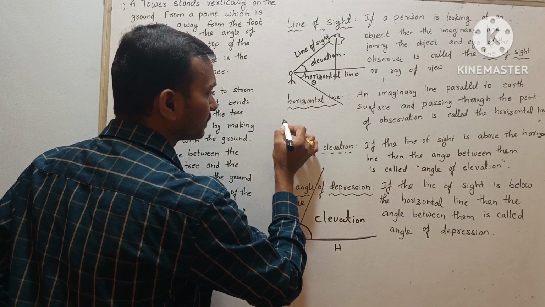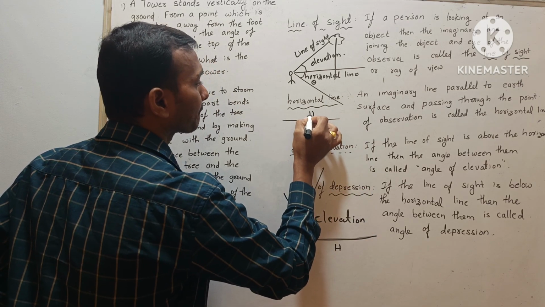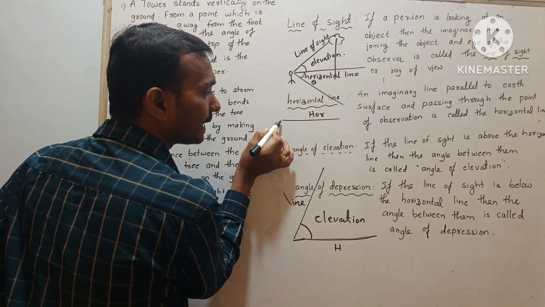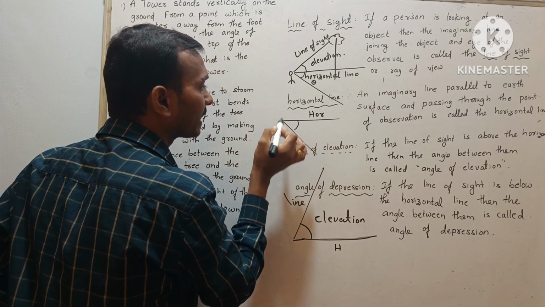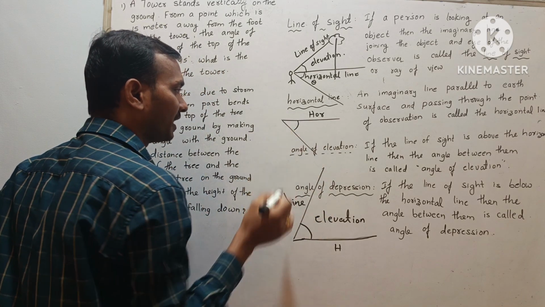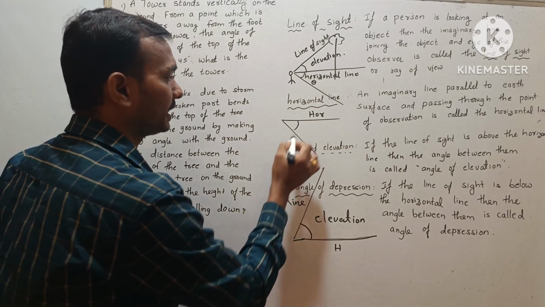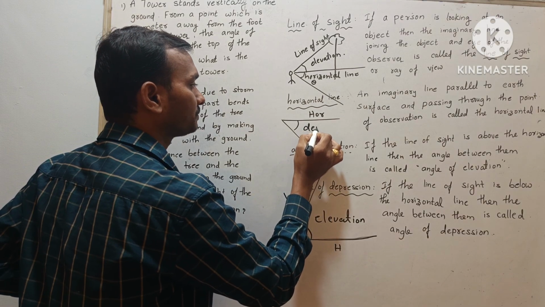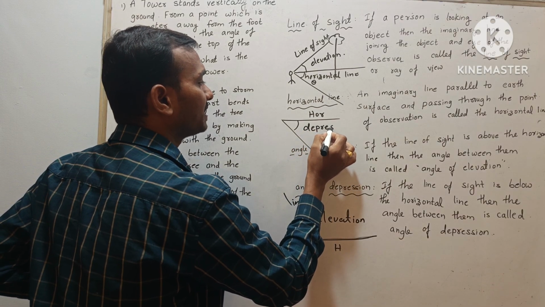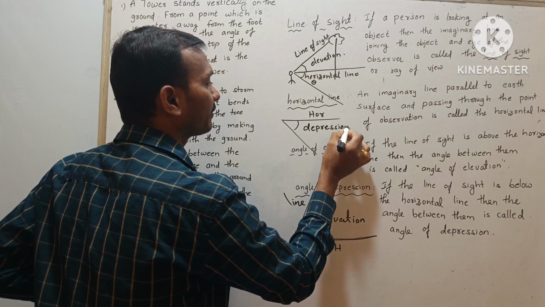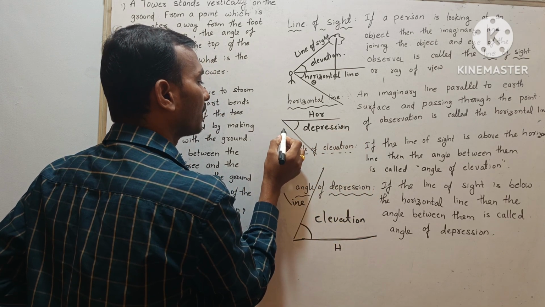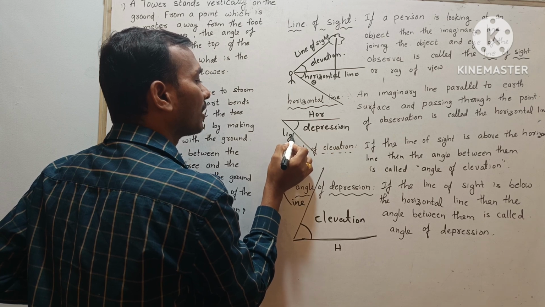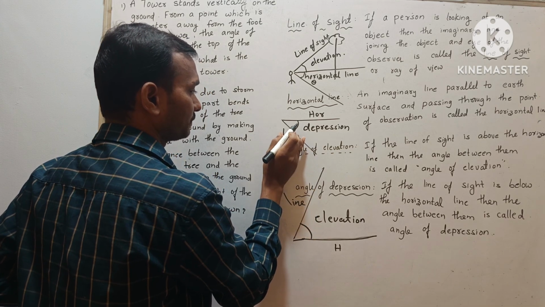For example, this is the horizontal line. Line of sight is below the horizontal line. This angle is called angle of depression. Simple. If the line of sight is above the horizontal line, it is called angle of elevation. If the line of sight is below the horizontal line, it is called angle of depression.